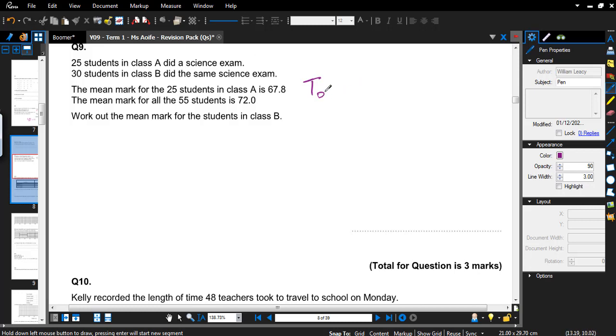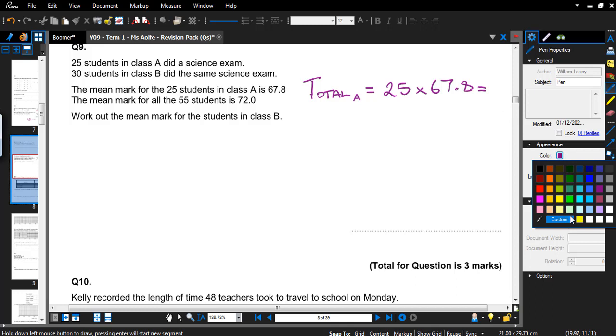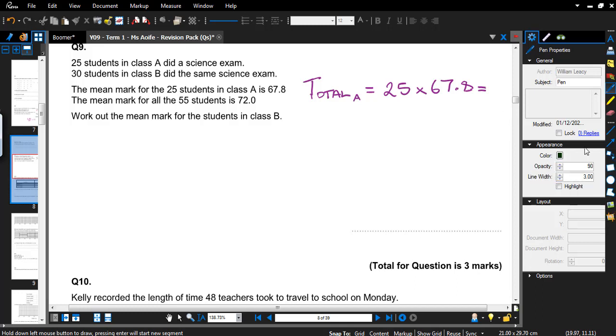Let's go through it. So we're going to do the total. Total for A equals, so the total for class A is what? It's 25 times 67.8. So you should be able to do this based on the last question. It's just harder numbers.